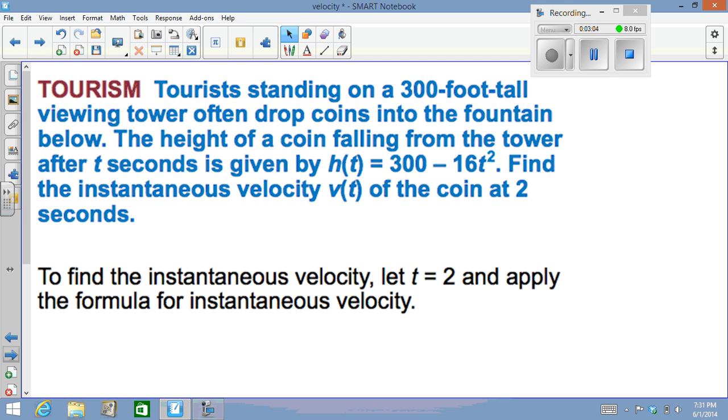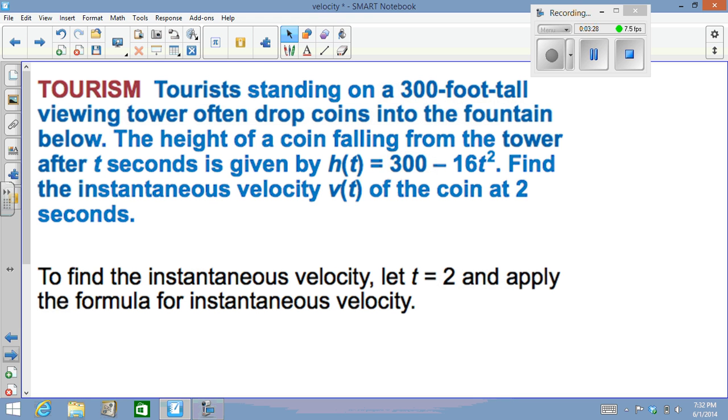So here's my problem. Tourists are standing on a 300-foot tower, and they also often drop coins into the fountain below. Don't do that, that's rude. But anyways, the height of a coin falling from the tower after t seconds is given by h of t, which is 300 minus 16t squared. I want to find the instantaneous velocity of the coin at 2 seconds. So how fast was the coin falling at 2 seconds?